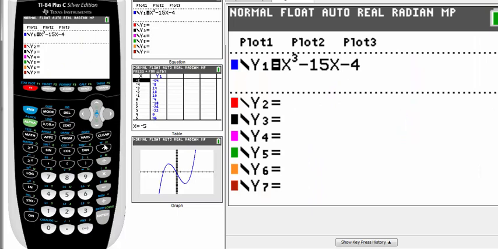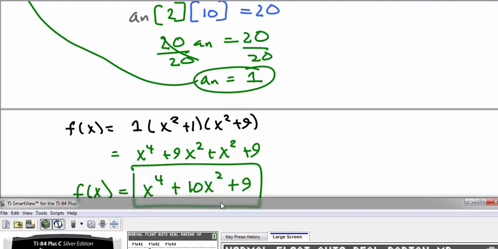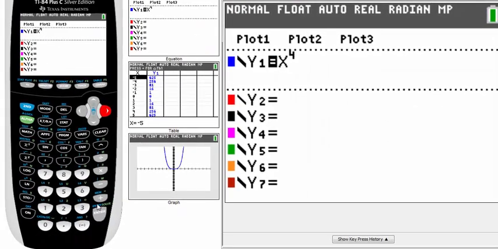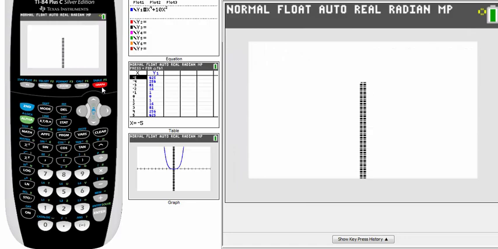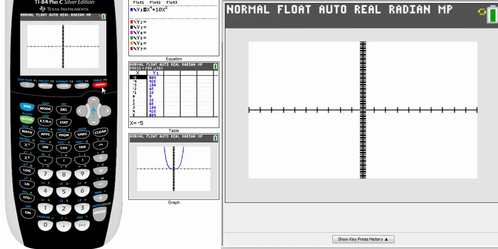So let's clear this out. X to the 4th. It shouldn't cross the x-axis because I should have complex solutions. So I have x to the 4th plus 10x squared plus 9. It's nice to be able to kind of check your intermediate work here. Let's hit graph. Might have to adjust our window. Yep, there it is, that nice wide parabola.